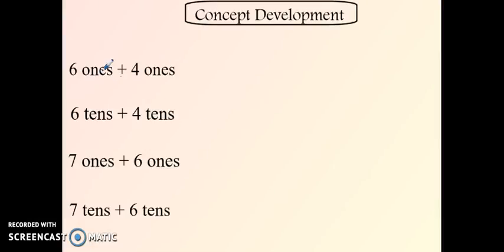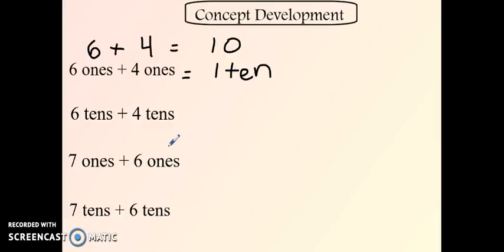You need to pay special attention to whether you are adding ones or tens. So each time I suggest writing the number above it. So here we have 6 ones plus 4 ones. Well, 6 ones is 6, and 4 ones is 4. So 6 plus 4 equals 10. So 6 ones plus 4 ones equals 10 ones.